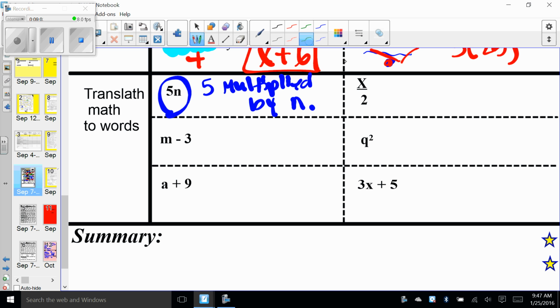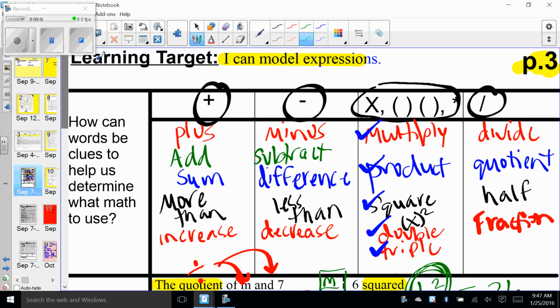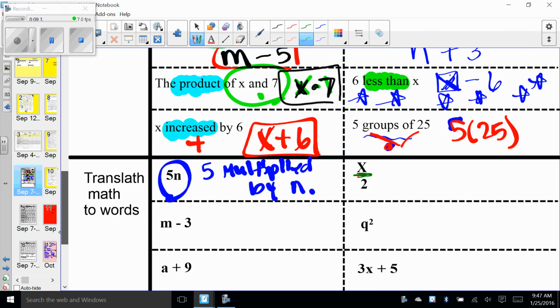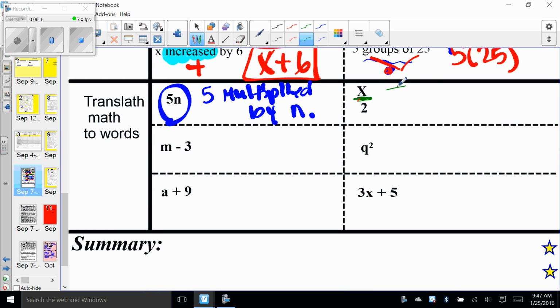Problem on the right then, we have this division sign. So you have some choices up above of how we represent that. Divide, quotient, half, fraction. Those are all great words that you could use for division. I'm going to use a fancy word this time. Here we go. Ready? The quotient. That means division. What are we taking the division of? We're taking the quotient of x and 2. The quotient of x and 2. Go ahead and look over here. The quotient of x and 2.